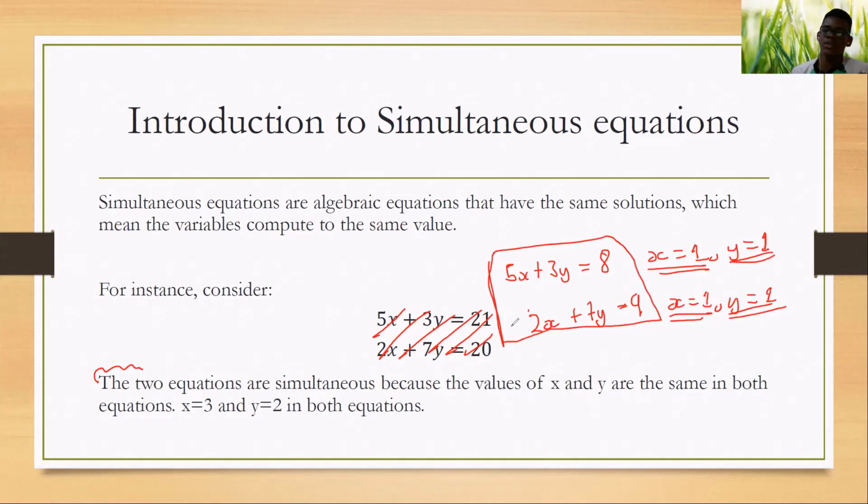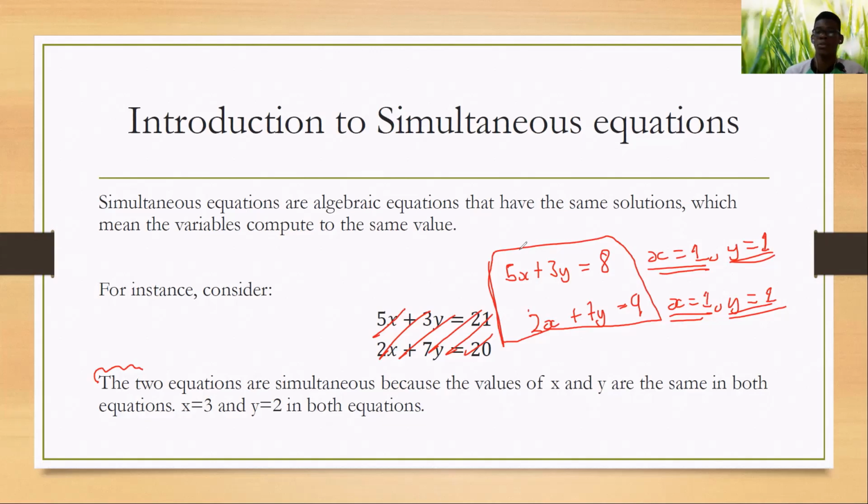It means you have two equations. You are looking at two separate equations that, at least to you, look like they have no relationship with each other. So two separate equations, but the interesting factor about them is that the values for x and y in both equations are the same. And that's why they're called simultaneous equations, and that's why it's possible to solve for them simultaneously.